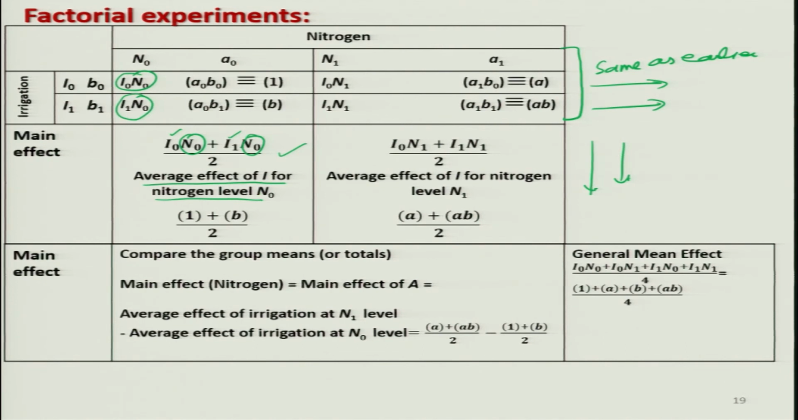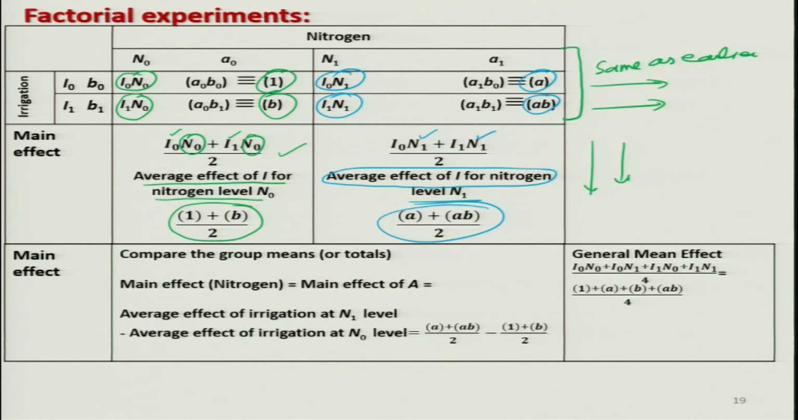So, can I consider this as the average effect of irrigation for a given nitrogen level N0? The same thing, if you define it in terms of 1 and B, is only the arithmetic mean of 1 and B, that is 1 plus B divided by 2. Similarly, if you consider I0 N1 and I1 N1 and find their arithmetic mean, N1 is common between both. So, this is essentially the average effect of irrigation for the given nitrogen level N1, and this can also be expressed as A plus AB divided by 2, which is the arithmetic mean of A and AB.